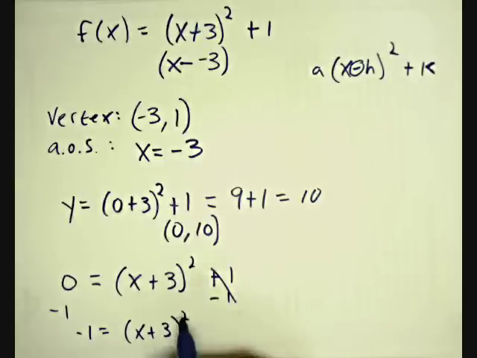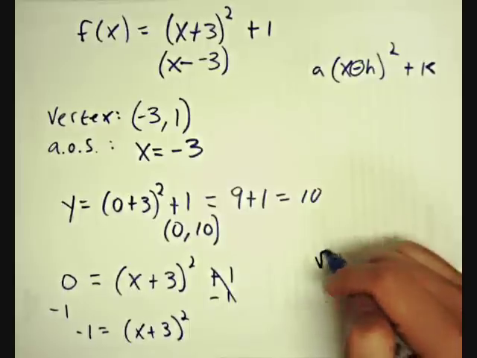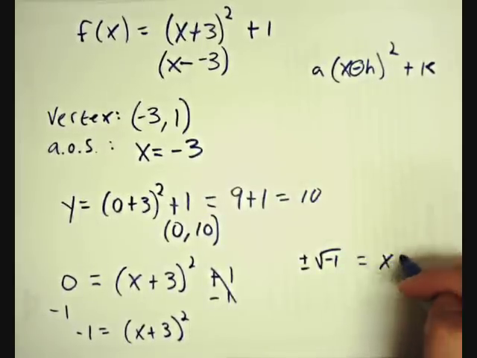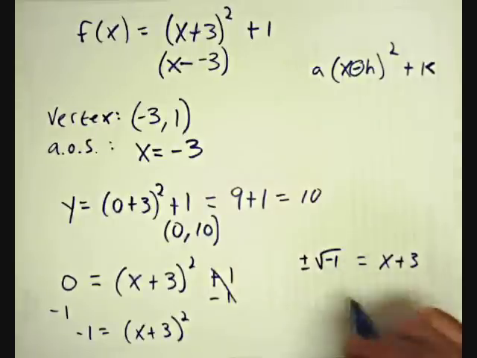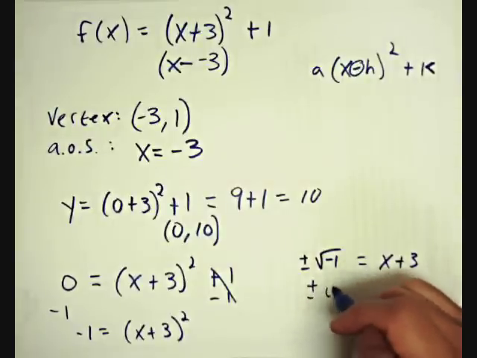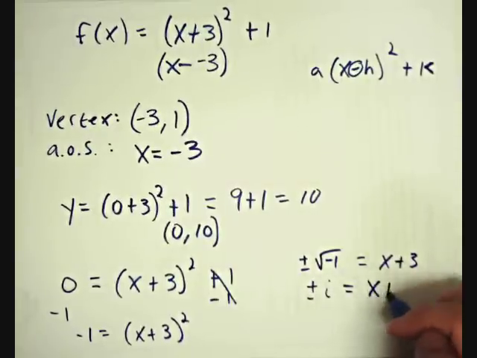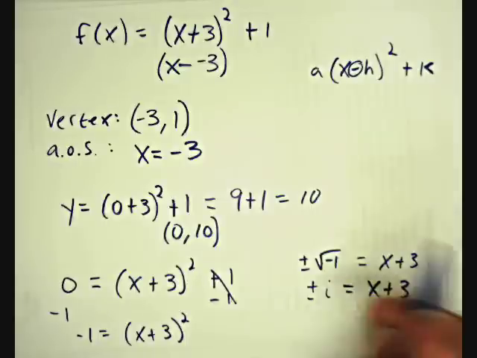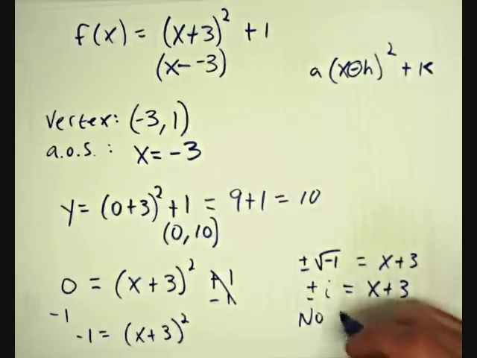If x plus 3 squared equals negative 1, that means that the square root of negative 1 is equal to x plus 3. Well, the square root of negative 1 is i, and i's do not show up on graphs. So if you're led to an i when solving for the x-intercepts, that means that there are no x-intercepts.